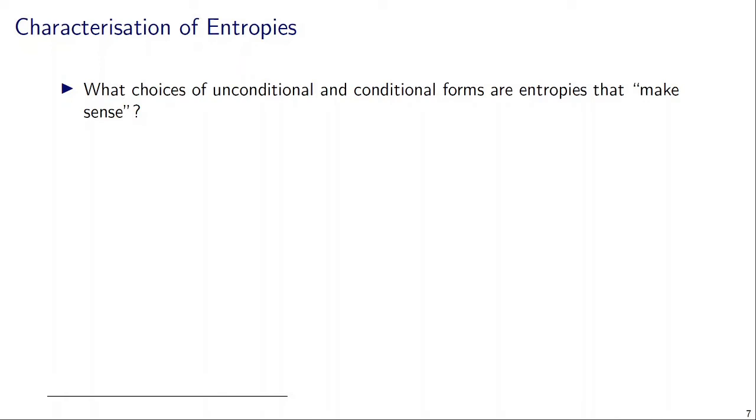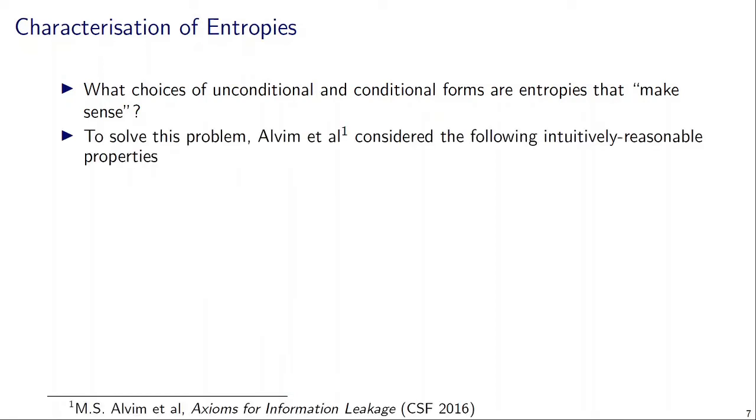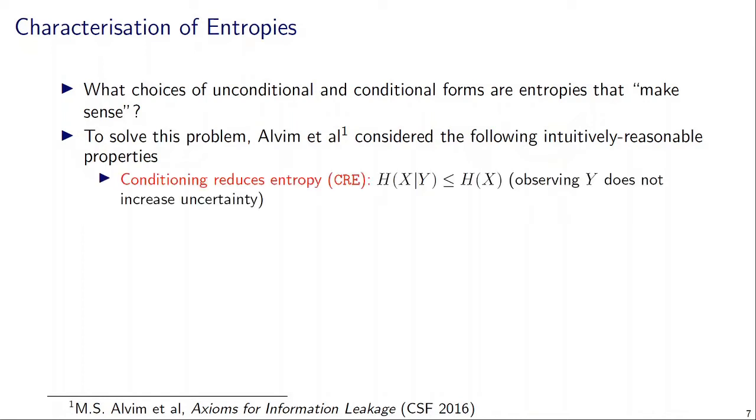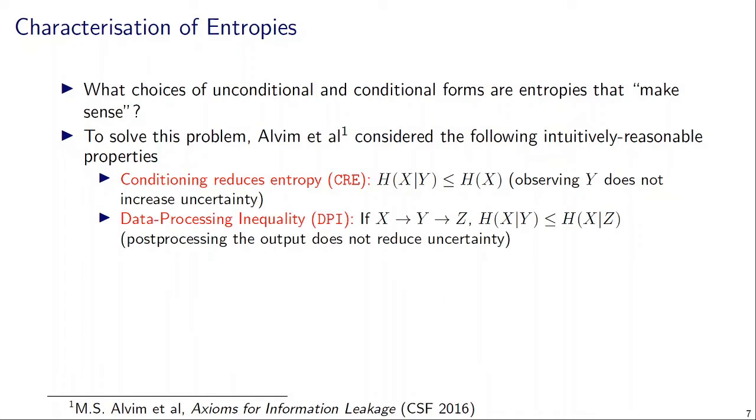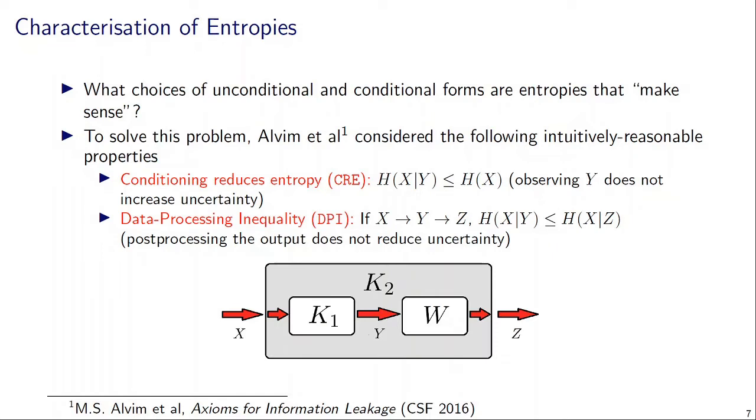A natural question thus is which of those entropies make sense, that is, which of those behave like entropy should behave. To solve this problem, Alvim et al. considered the following intuitively reasonable properties. Conditioning reduces entropy, or CRE, which says that after the output is given to the adversary, the uncertainty about the secret does not increase. And data processing inequality, or DPI, that just says that by post-processing the output of the system by another system, you will not further reduce uncertainty.